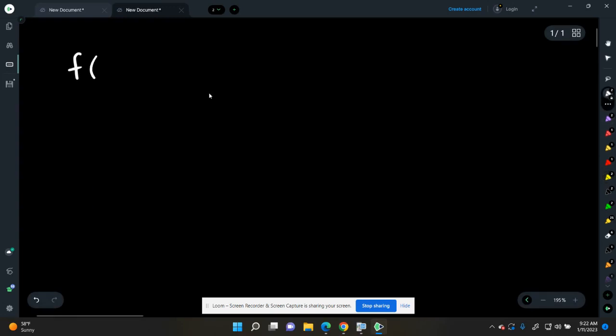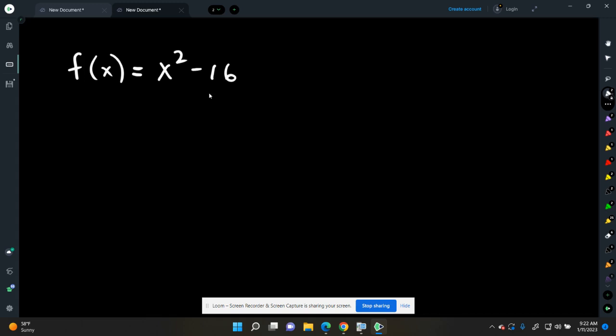On this side. Okay, so let's go over the homework. We've got f of x equals x squared minus 16, and we're asked to find the intervals on which f is increasing or decreasing. Okay, so the first derivative test tells us that we should be looking at the derivative.